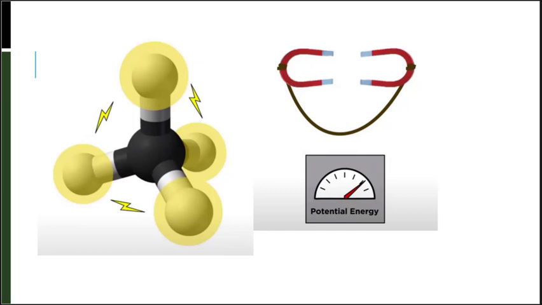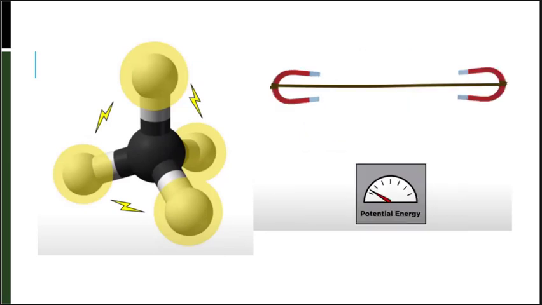Think of these electron clouds as magnets of like charges. The closer you push those magnets together, the more potential energy they have. And things want to be at the lowest energy possible. So if you let go, they will push apart, lowering their energies. And atoms will do the same thing.